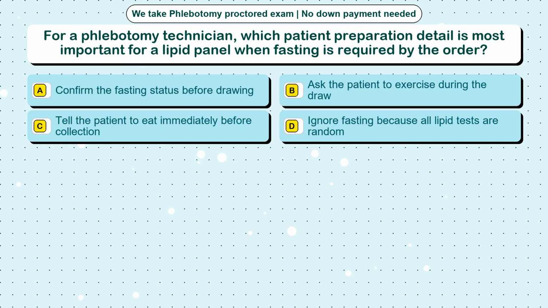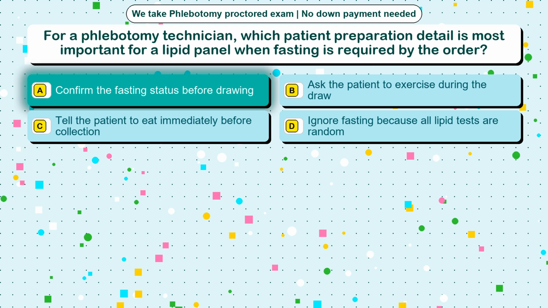Question 8. For a phlebotomy technician, which patient preparation detail is most important for a lipid panel when fasting is required by the order? Option A. Confirm the fasting status before drawing. Option B. Ask the patient to exercise during the draw. Option C. Tell the patient to eat immediately before collection. Option D. Ignore fasting because all lipid tests are random. The correct answer is option A.